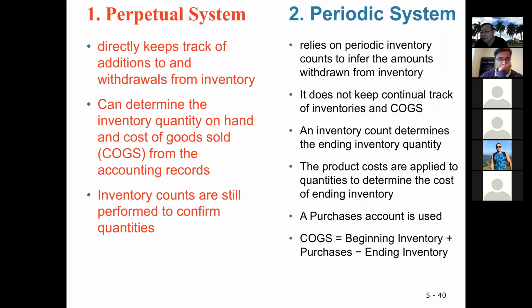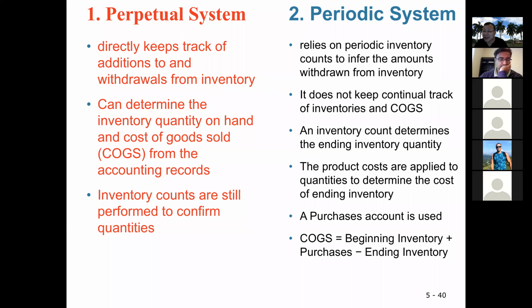The periodical system: the major difference is that under this system, they have an account called the purchase account. Under the perpetual system, there's no such account called the purchase account. So as soon as you see the purchase account, you know right away this is a periodical system. This account will capture all the purchases during the year, and for each sales transaction, you do not record cost of goods sold.